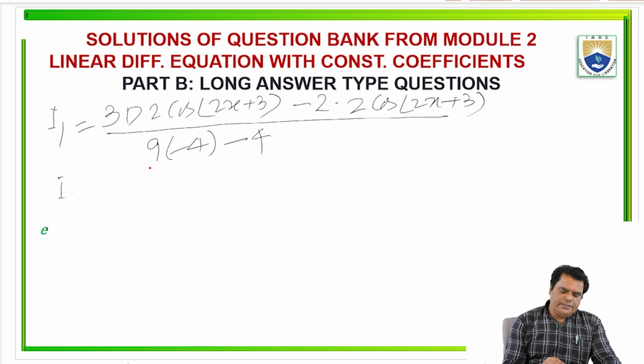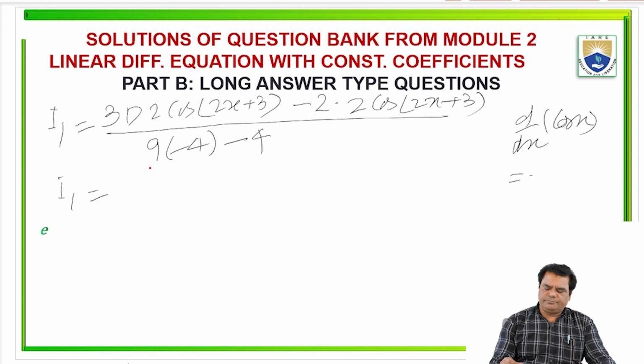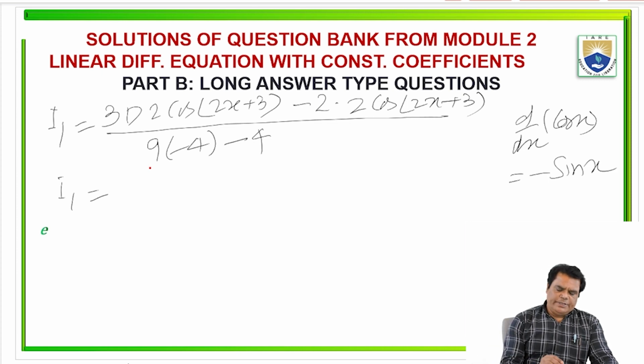So I1 is equal to this, differentiate with respect to x. The differential of cos is minus sine. The differential of cos x, d over dx of cos x, is minus sine x. So this formula we apply here. Here 3 into 4 is 12. So here is minus sine and 12, 2 is this multiply.